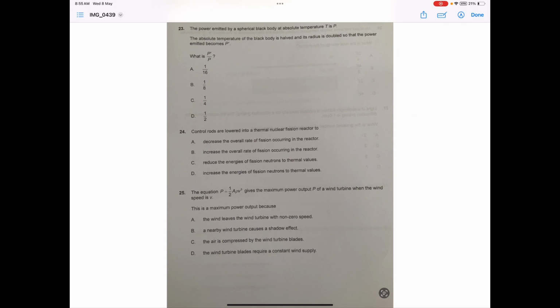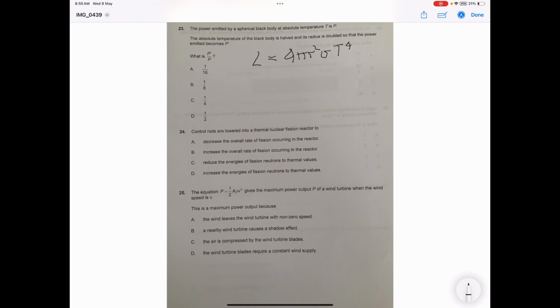Number 23, the power emitted by a spherical black body at absolute temperature T. The absolute temperature of the black body is halved and the radius is doubled, so that the power emitted becomes P dash. What's P dash all over P? So I think luminosity here is power, so I'm going to have to use this equation. I hope it's right. 4 pi r squared sigma T to the power 4.